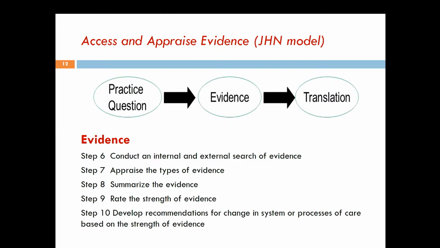So this is the stage where it helps us to decide, to formalize the intervention program, is to search for evidence, conduct an internal and external search of evidence, appraise the types of evidence, we go to detail, okay, and summarize the evidence, rate the strength of the evidence, and develop recommendations for change in the existing intervention or use an intervention with the best evidence, okay, or based on evidence, you modify an existing program. Okay, that's the purpose. So it's a very important step in the evidence-based practice.